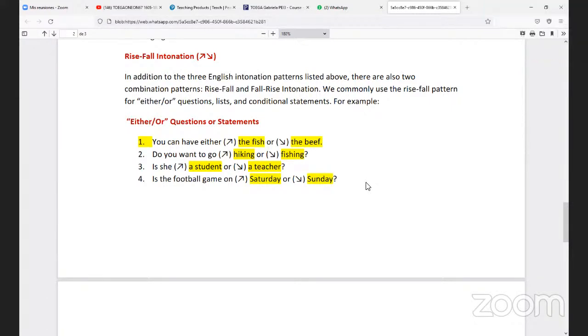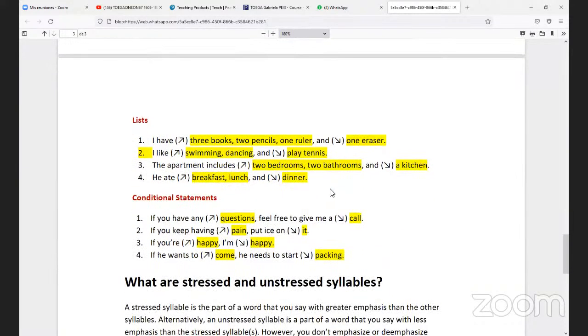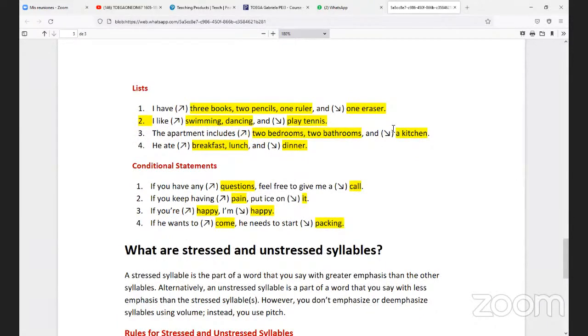Excellent. Very good. When we talk about options in sentences, options in questions, right? Excellent. Now, when we talk about lists, it's the same, because we have many things. But when we have a list, always the first options, first, second, third, we're going to rise the intonation. And in the last one, we are going to fall.